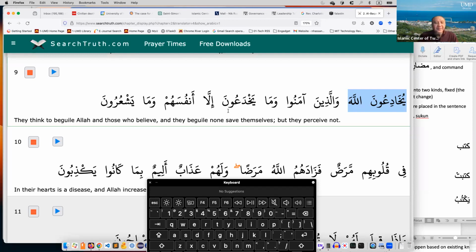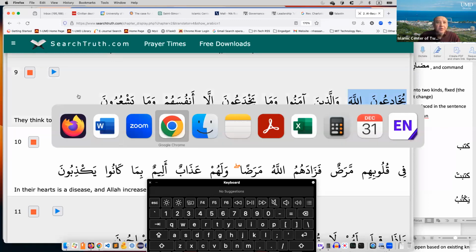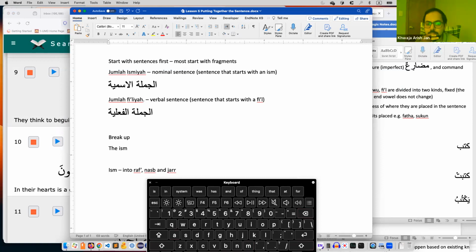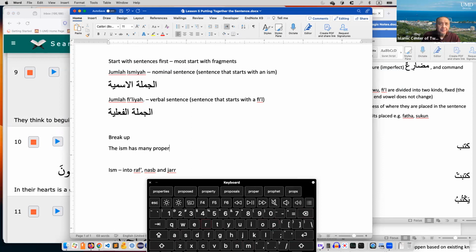Okay, now I told you we have to add something to the jumlah ismiyah. So let's go to jumlah ismiyah. How are you sure which one is jumlah ismiyah? We have to know one more thing, and this has to do with the isim. The isim has many properties.